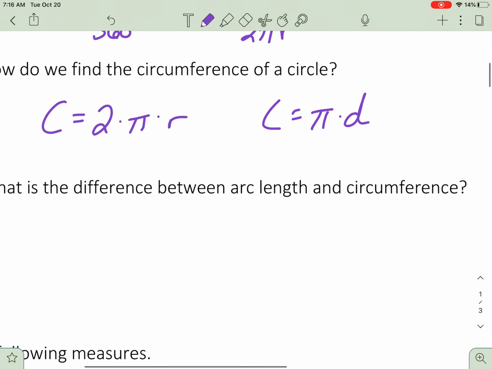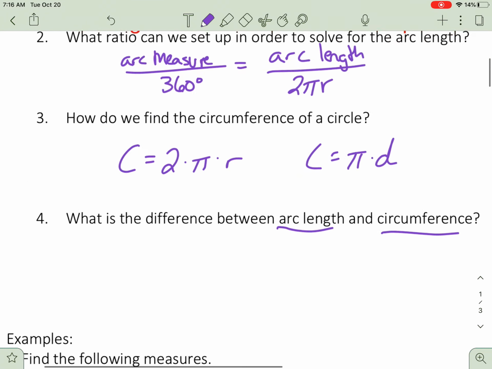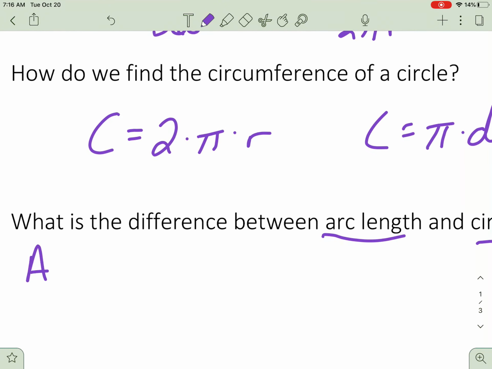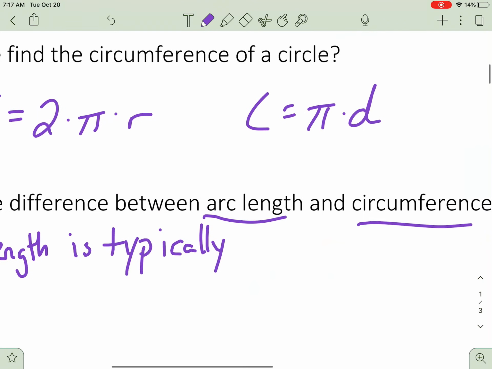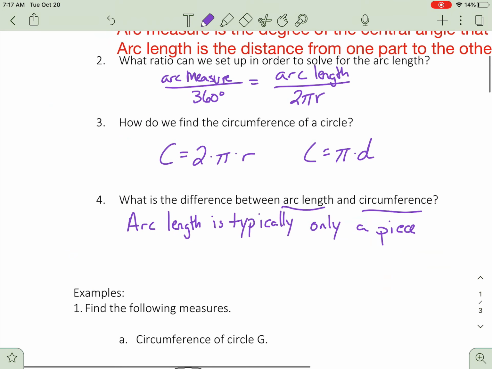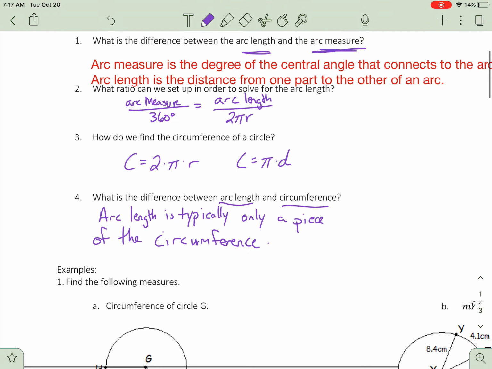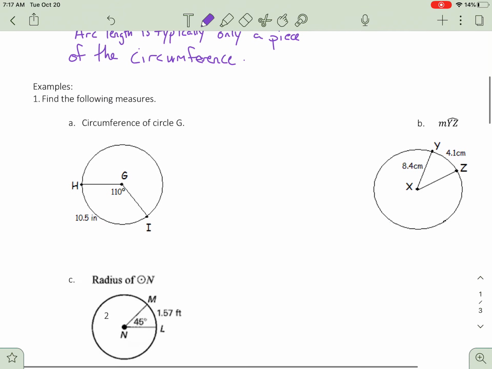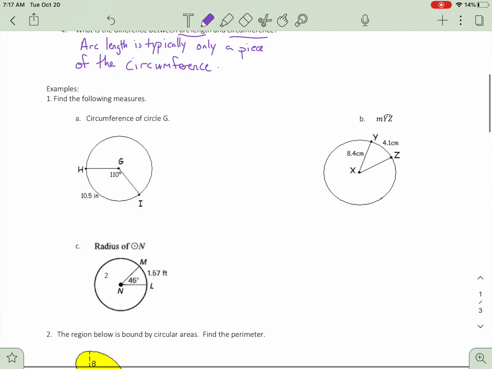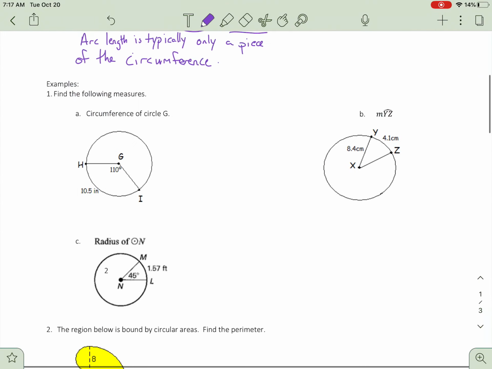What is the difference between arc length and circumference? And I'm just going to write this one out here instead of typing it in. Arc length is typically only a piece of the circumference. Okay, so think part to whole like we talked about yesterday. All right, so let's go through some examples here, and then pretty quick notes, and then you'll be able to actually work on the exit ticket.